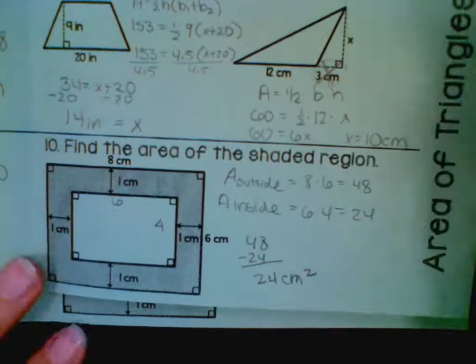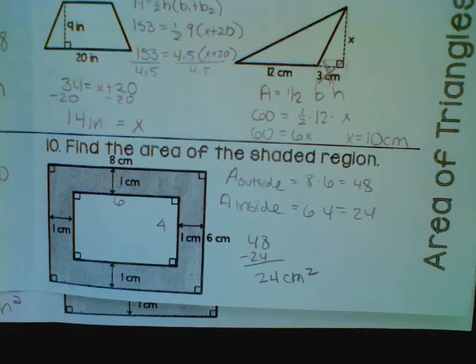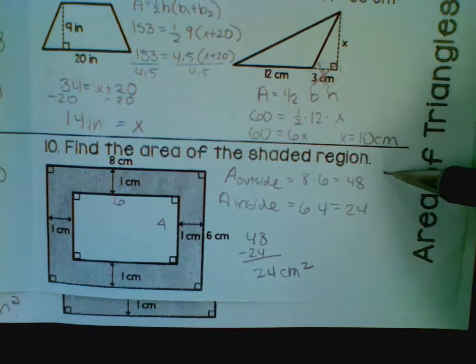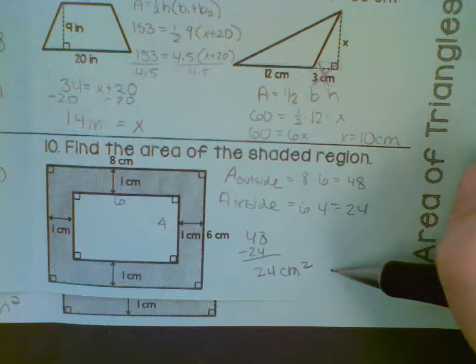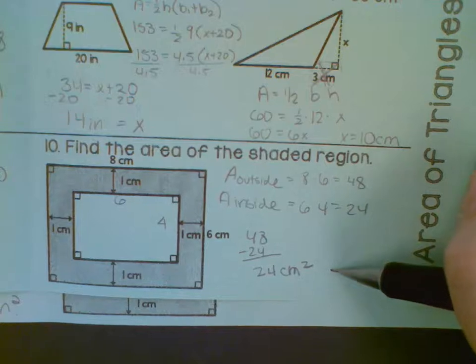Okay, so for these ones I labeled it outside and inside. You could have done it whatever you wanted. So the outside was 8 times 6. The inside was 6 times 4. So we ended up having 24 centimeters squared for the area of the shaded piece.